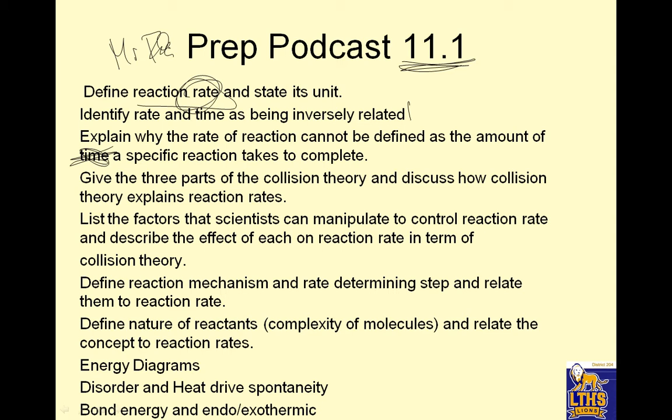It's not time. Give the three parts of the collision theory and discuss how collision theory explains rates. List the factors scientists can manipulate to control the rate. Define the reaction mechanism and the rate determining step. Determine the nature of the reactants. Talk about energy diagrams, and we're going to talk about humps. Disorder and heat drive spontaneity. So let's hop right to it.